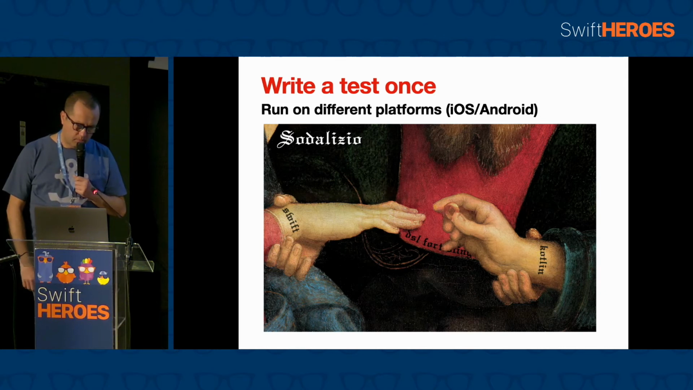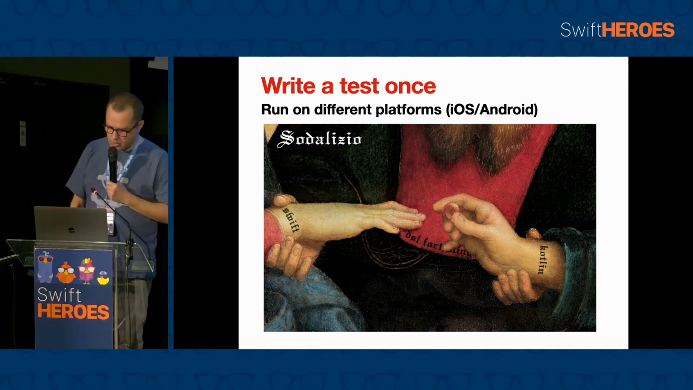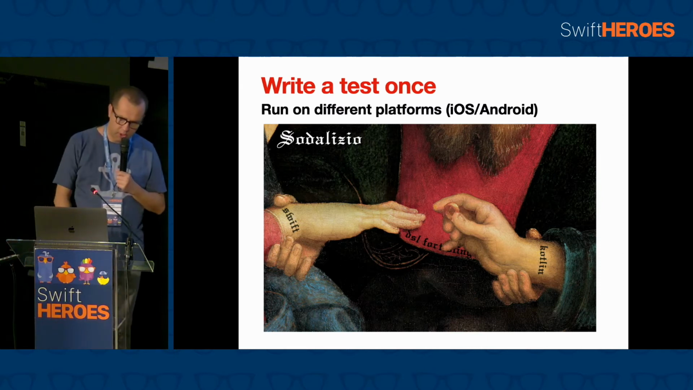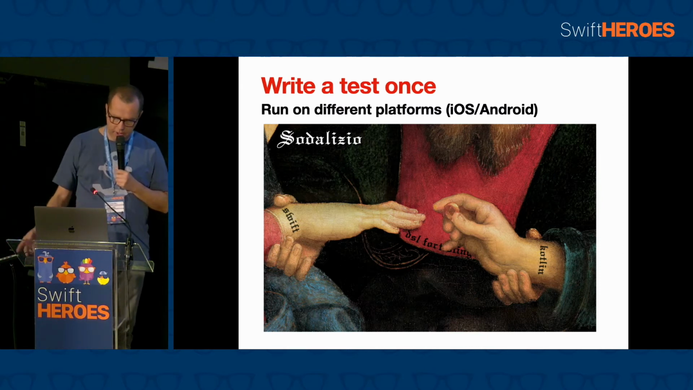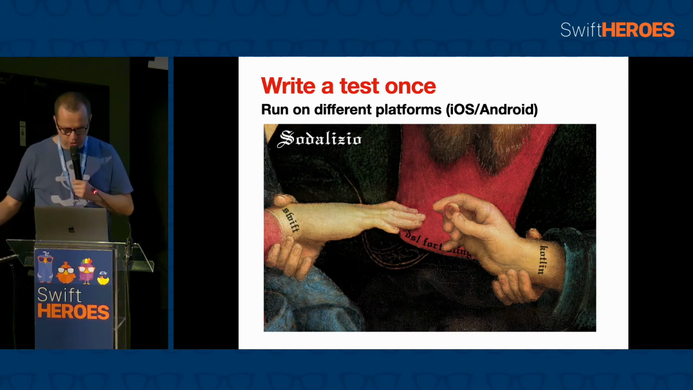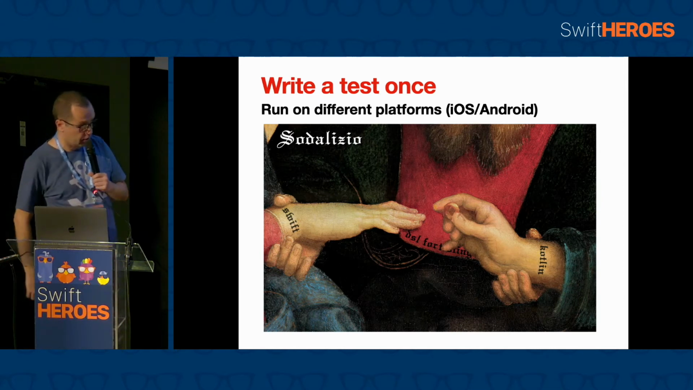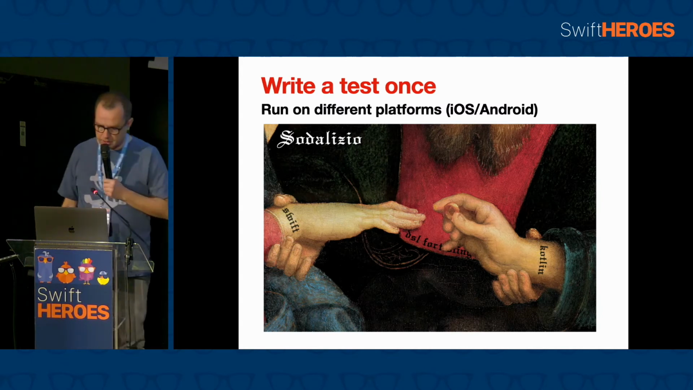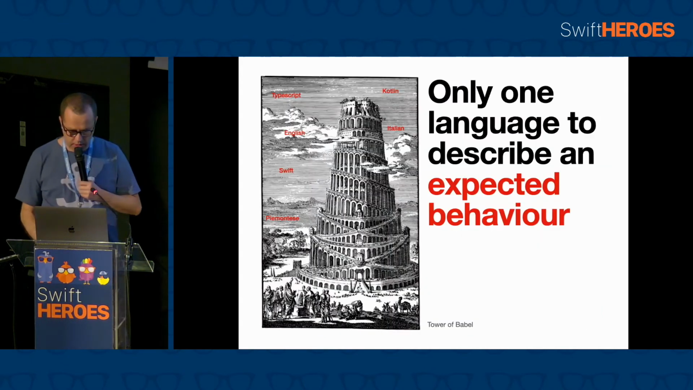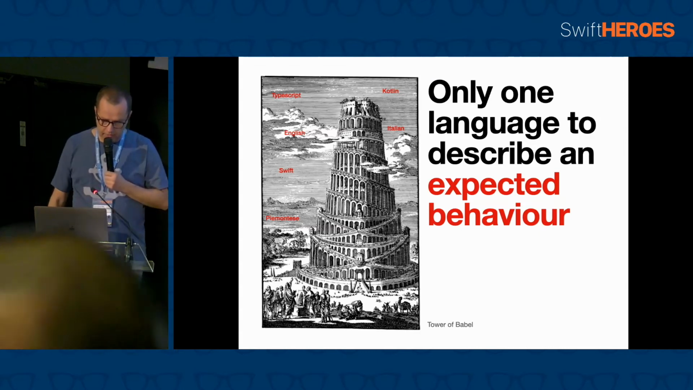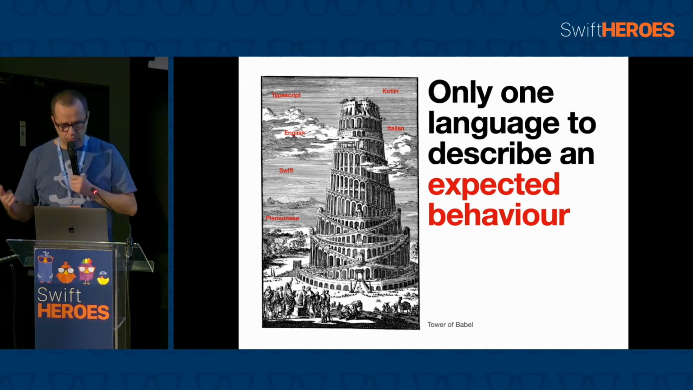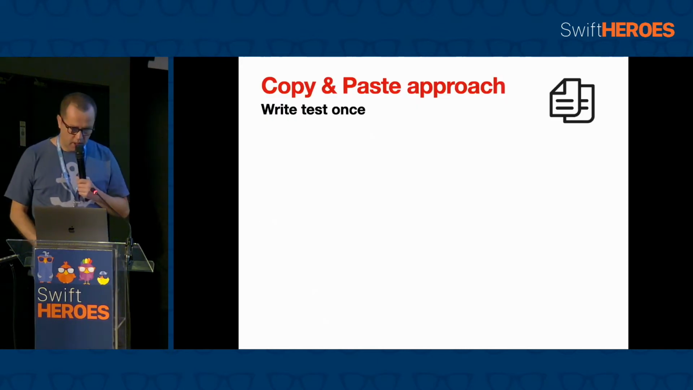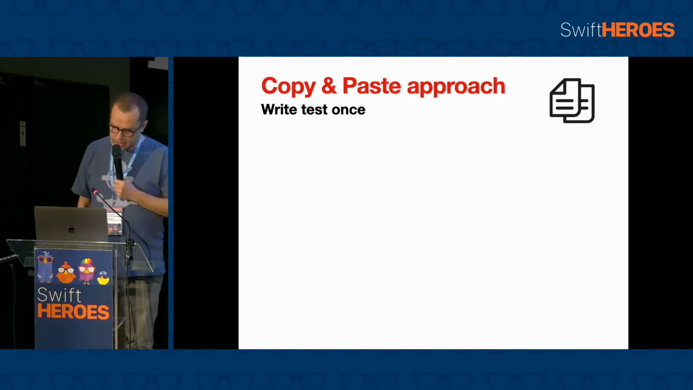Our mobile application is available on Apple Store and Google Play. So we have 2 teams, one for Android and the other one for iOS. But we want to write a test only once. We want to have only one language to describe an expected behavior. And we adopt a copy-paste approach.